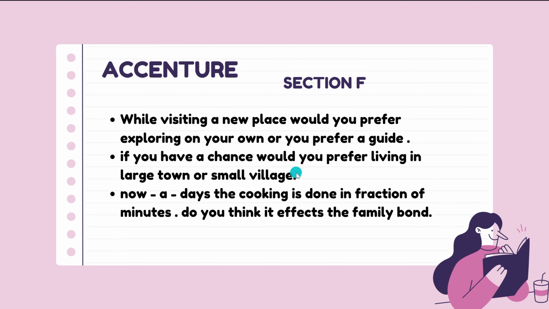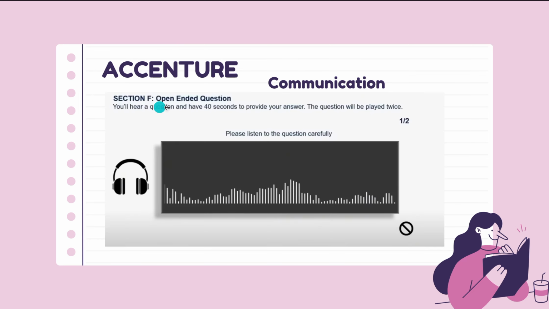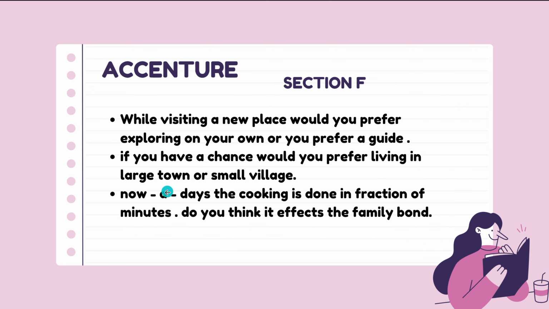You will get two questions in section F, with 40 seconds each, and each question is repeated twice. You should listen and answer. Another question is: nowadays cooking is done in a fraction of minutes, do you think it affects the family bond?